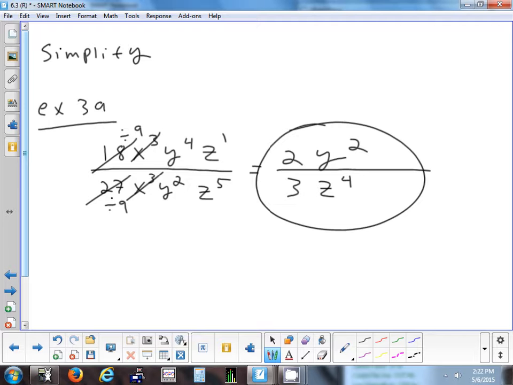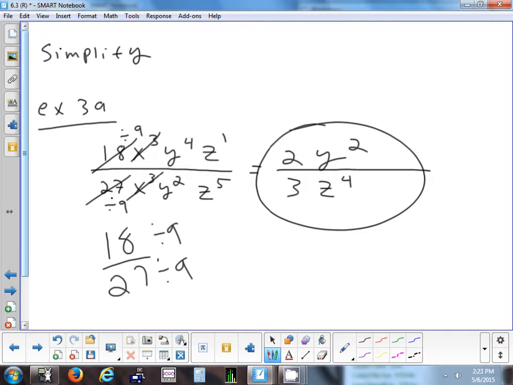Ryan was just asking, Mr. Roy, how did he get that 9 there? I said, I know it's hard to think of it that way with all this other stuff there, but think of it as 18 over 27. What can I reduce that by? Like we said up here, we're going to divide by both. 9 is the biggest number that goes into both. So we're going to reduce it by 9.